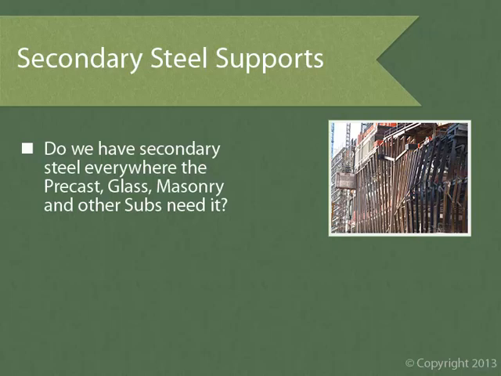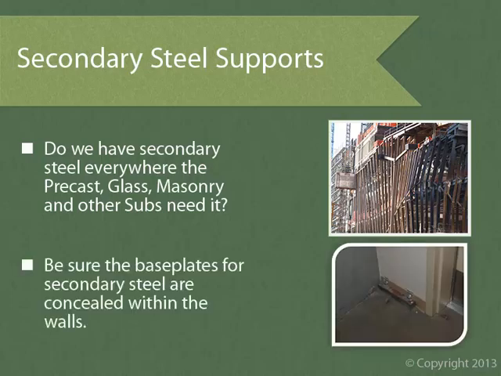For every precast panel connection, which are usually at the four corners of each panel, they need something to attach to. In some cases, the primary steel will happen to be there, so we'll use that. However, where we have a precast connection and no primary steel right behind it, that's where we need secondary steel.